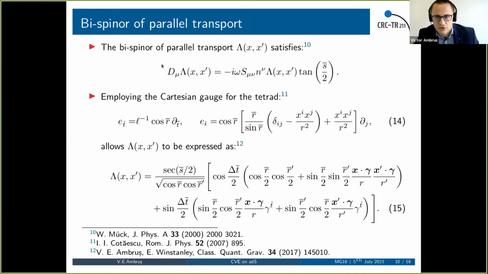So the bispinor of parallel transport, because anti-de Sitter has maximal symmetry, can be obtained by solving this equation here, which basically guarantees that lambda performs parallel transport for spinors. And for a particular choice of Cartesian tetrad, it can be found in closed form. So here is the reference for those who would like to see the derivation. It has a closed form expression which can be used in calculations.